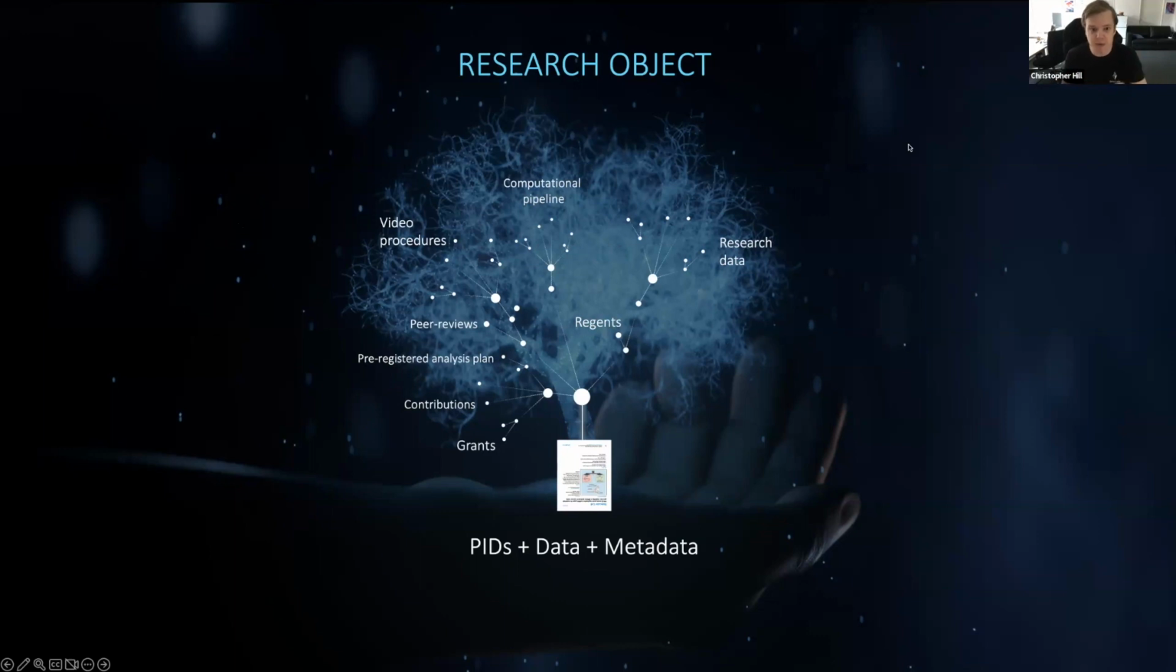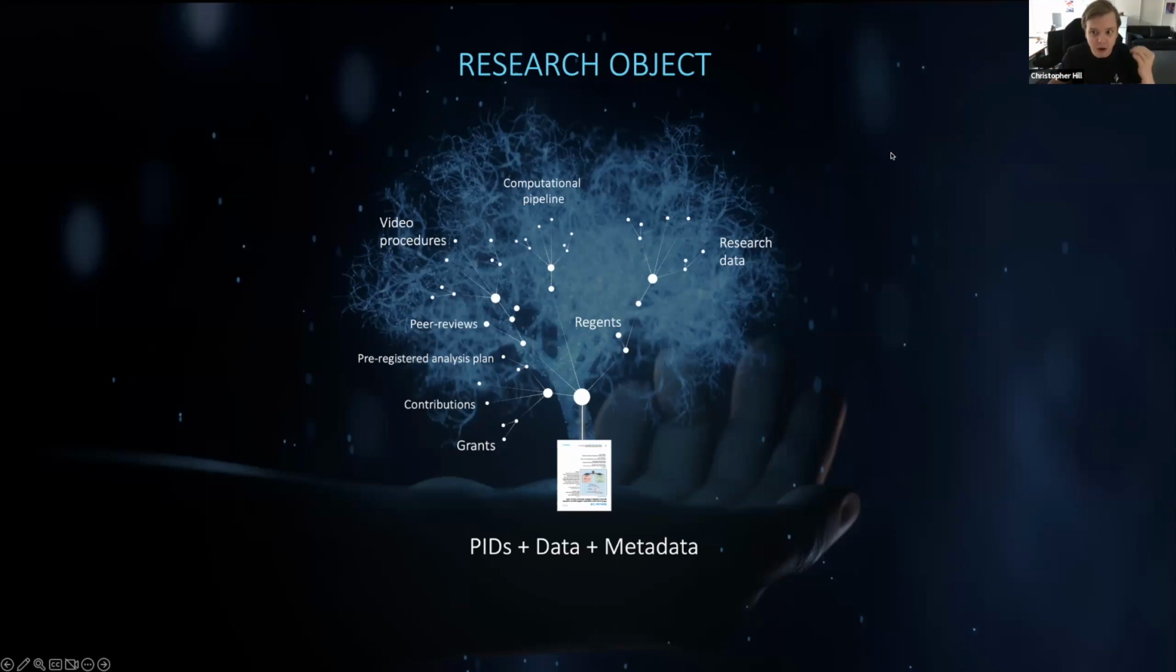You might have peer review reports. You may have a pre-registered analysis plan. There's contributors maps. There's grants. There's video of procedures. There's an incredible wealth of resources out there that are very important to create reproducible and reusable research. Unfortunately, today, these components are very much underappreciated, and this has to change.